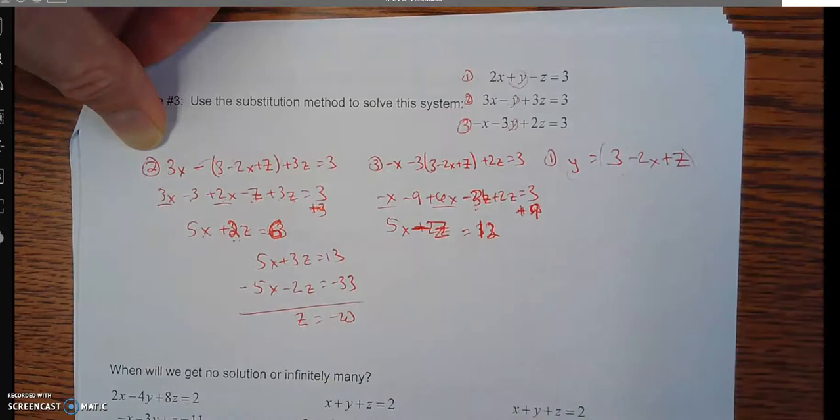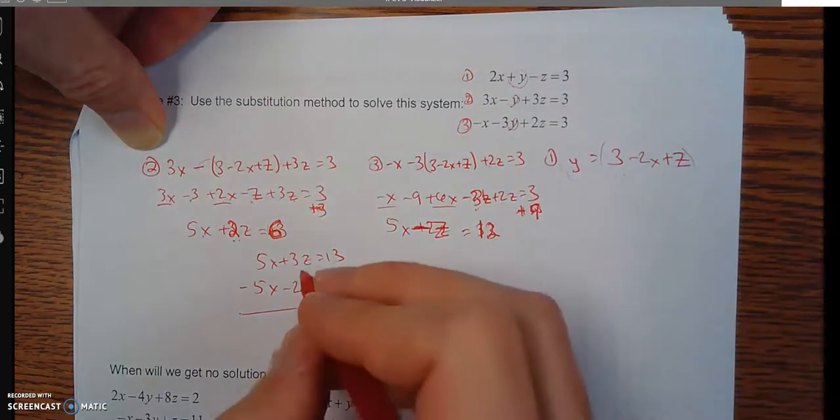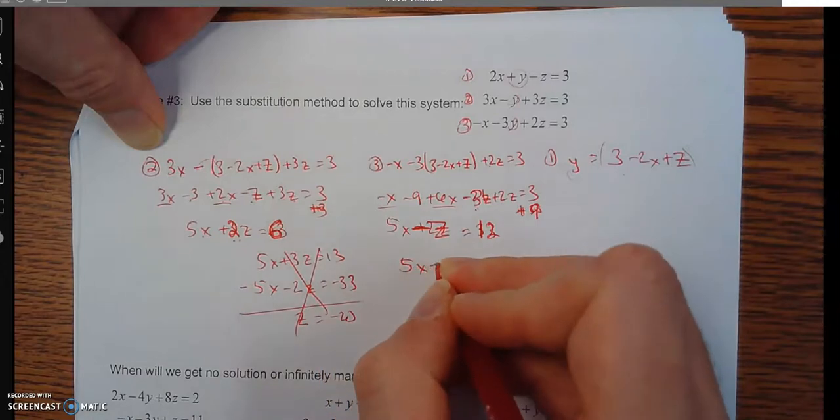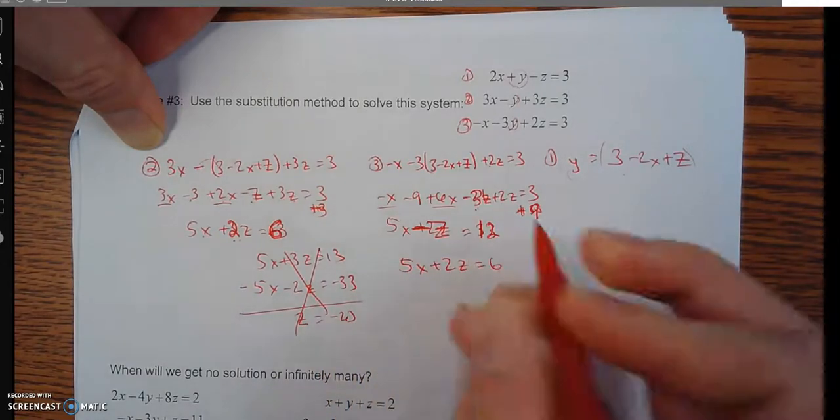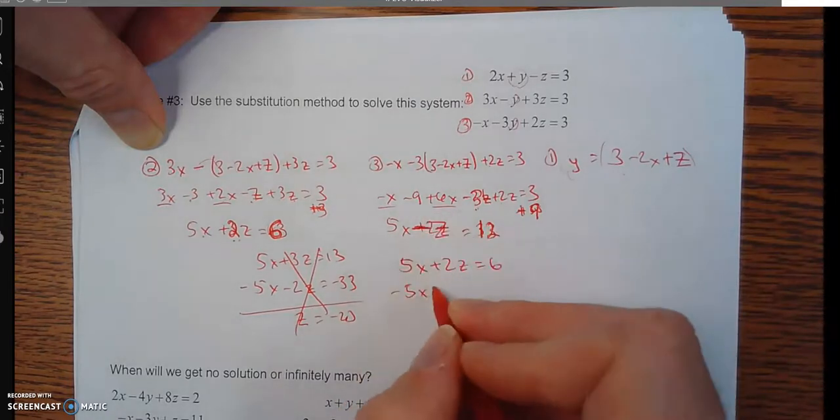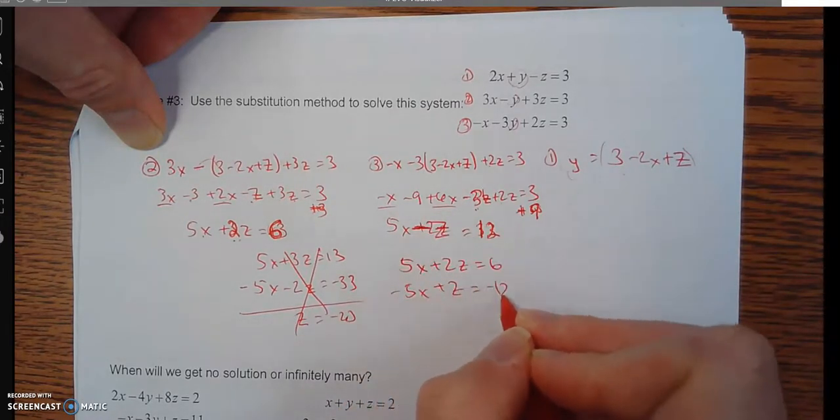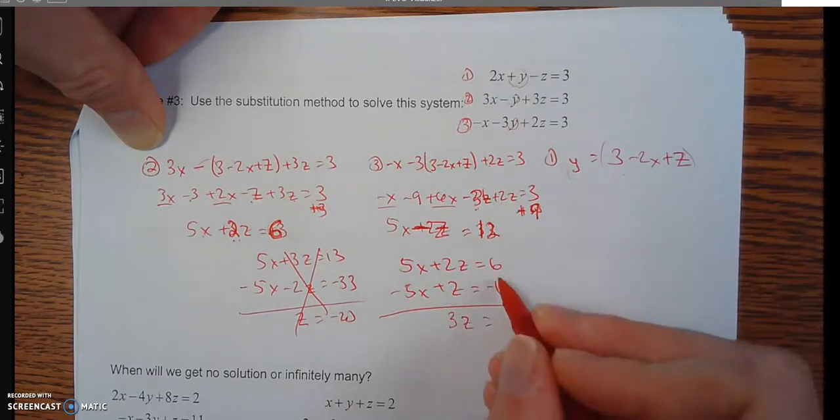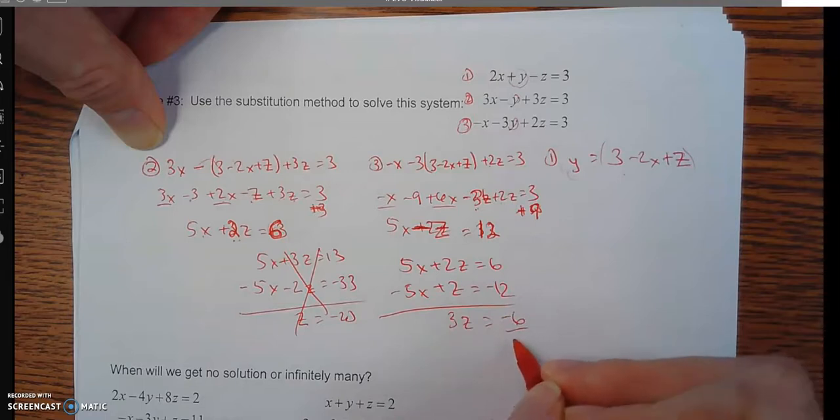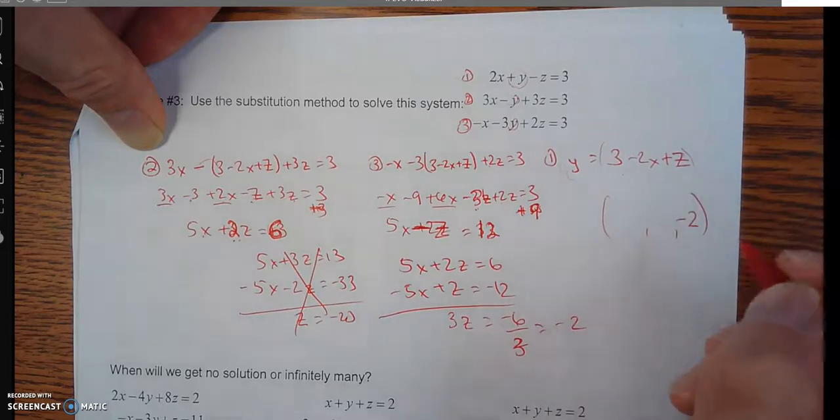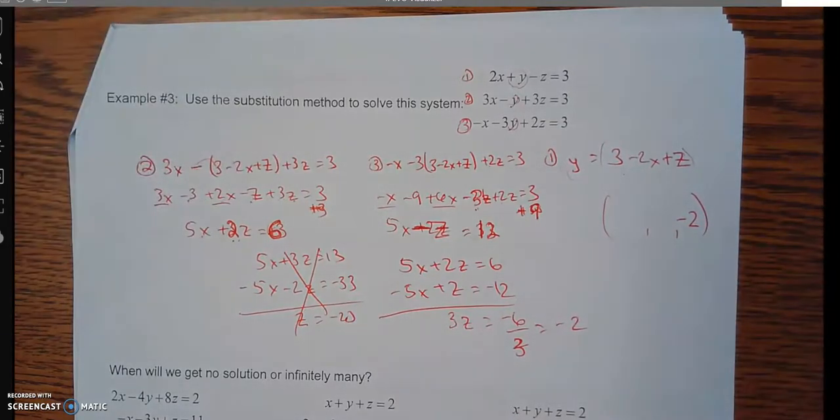I'm sorry, that stinks. Let me start over here. So I'd have 5x plus 2z equals 6. And then I would have negative 5x, and I'm switching these signs, plus z equals negative 12. So I'd have 3z would equal negative 6. So divided by 3, it'd be negative 2. So I'd like to say I did that on purpose to show you how not to make mistakes, but that would be a lie.